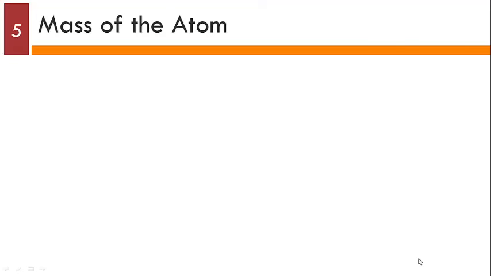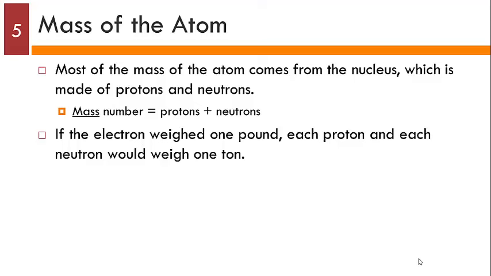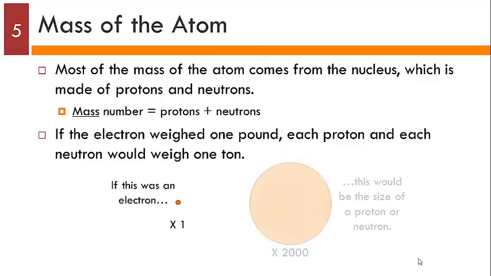Which subatomic particles account for most of the mass of the atom? So most of the mass is coming from the nucleus, which is made of those big, heavy protons and neutrons. This is why the mass number is the sum of protons plus neutrons. If the electron were to weigh 1 pound, each proton and each neutron would weigh 2,000 pounds, would weigh a ton. So if an electron was the size that's on the screen, then a proton or neutron would be 2,000 times bigger.